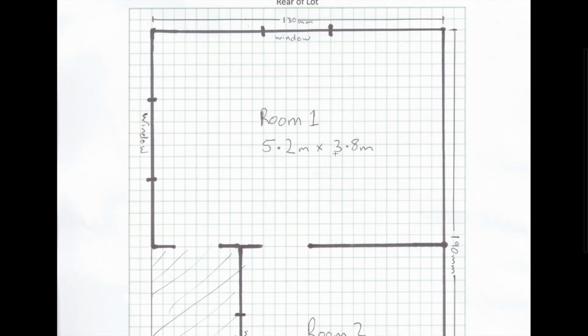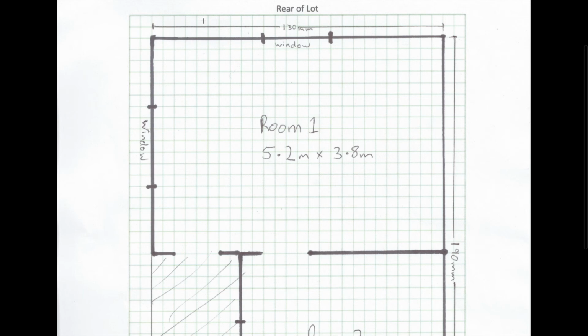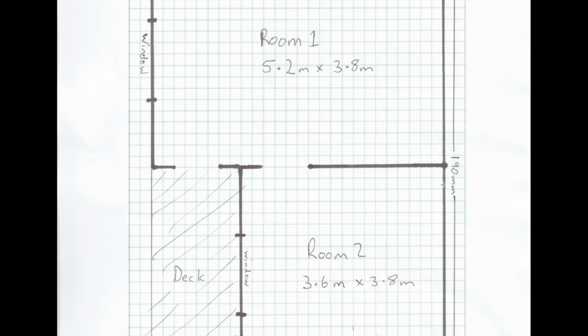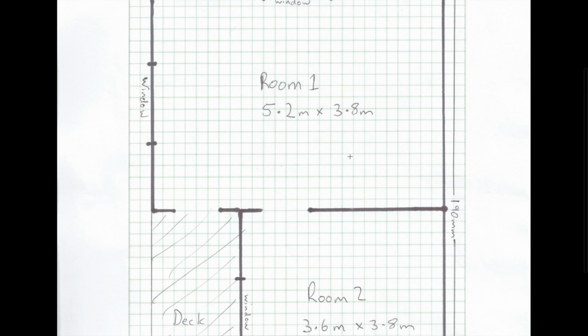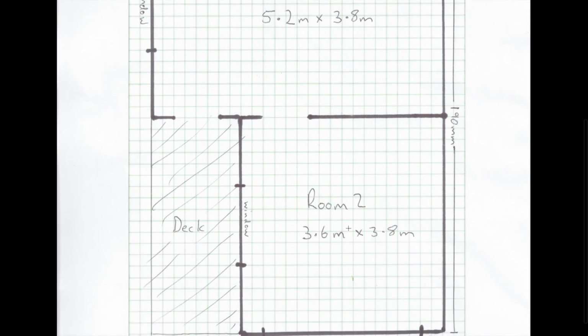Two really important measurements you should put on are the external length and width of your plan in millimeters. So it's going to be a scale model. We're not actually building this to full size, but basically it's going to be 130 millimeters wide and 190 millimeters tall. I've also put the dimensions as if the room was full size. So my room's going to be 5.2 meters by 3.8 meters and 3.6 by 3.8. I would recommend not going below 3 meters for any room size. It just gets a little bit too small if you do that.